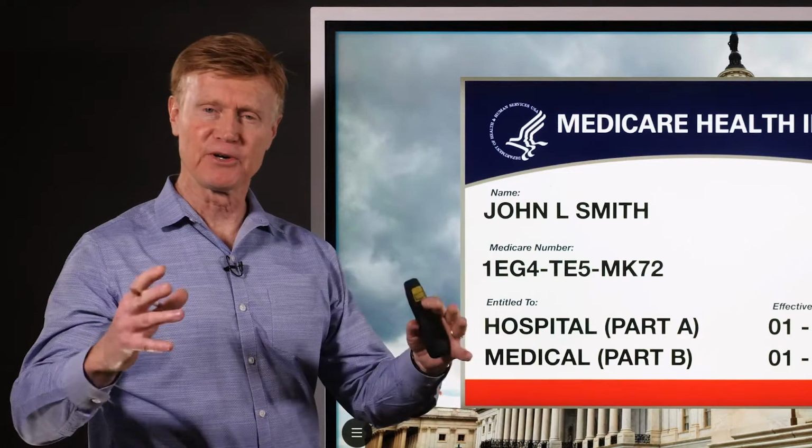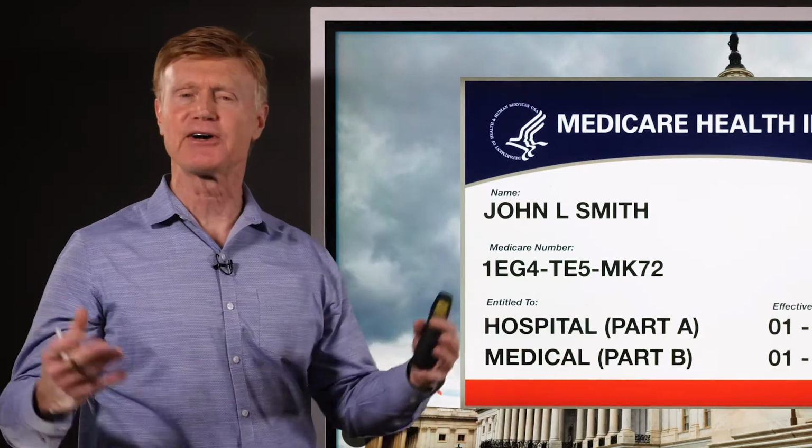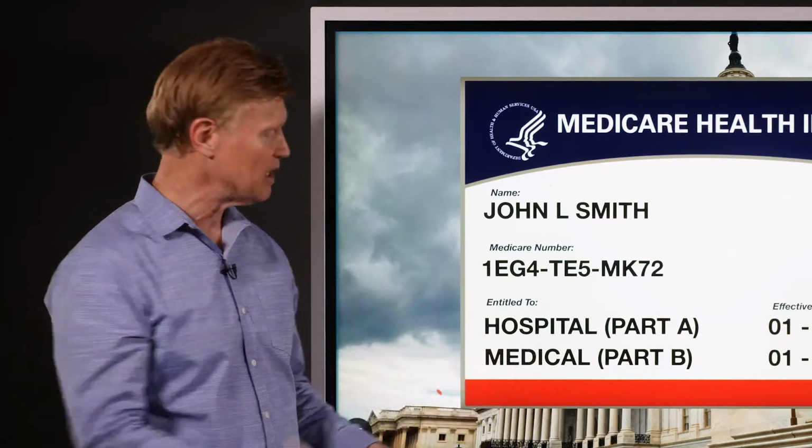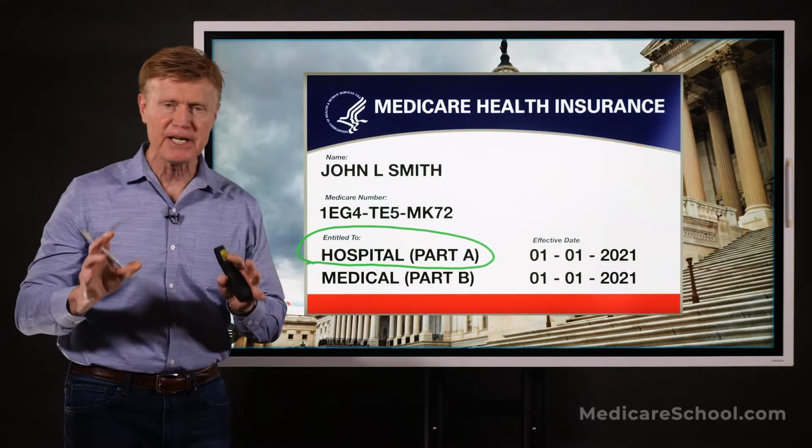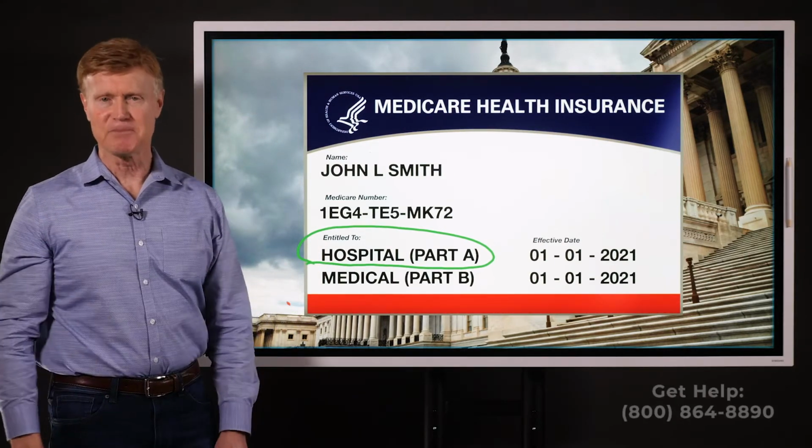Original Medicare is broken up into two parts, Part A and Part B. Part A is called hospital, Part B is called medical. Pretty much A is everything inpatient related, B, pretty much everything outpatient related. But today's topic, all I'm doing is focusing on the penalties that could be associated with Medicare Part A.